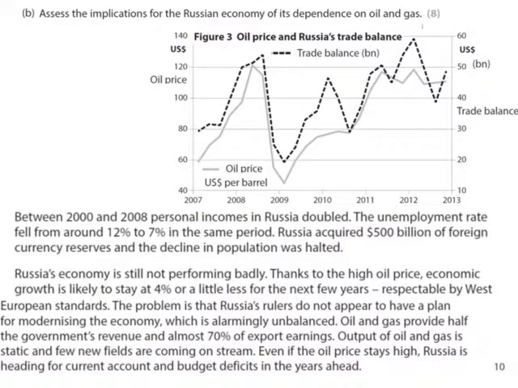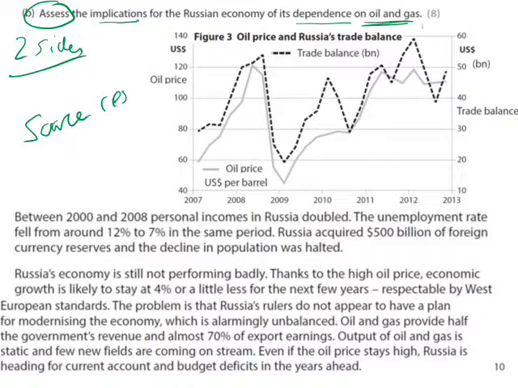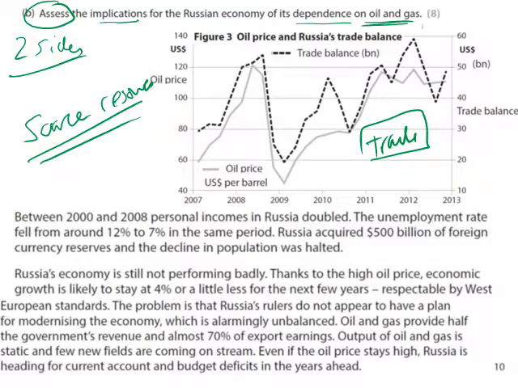Okay, the next question was an assess question, so we know that we've got two sides here. The implications, so in other words, thinking of impacts on the Russian economy, for the Russian economy, of its dependence on oil and gas. Now, there was an approach to this question that a lot of people did this in terms of scarce resources. However, what you also have is some information on Russia's trade balance. So they've given you that because they want you to kind of try and use that where possible.